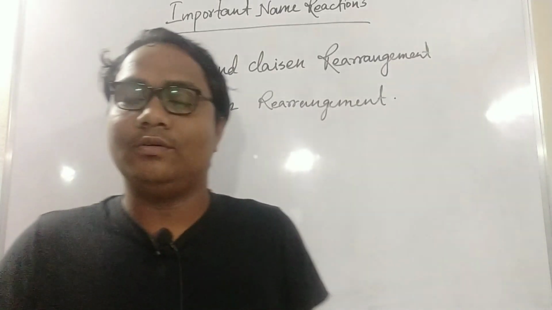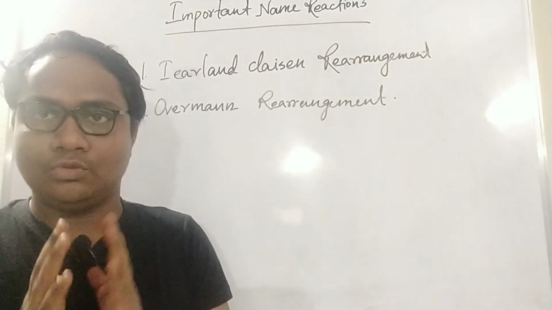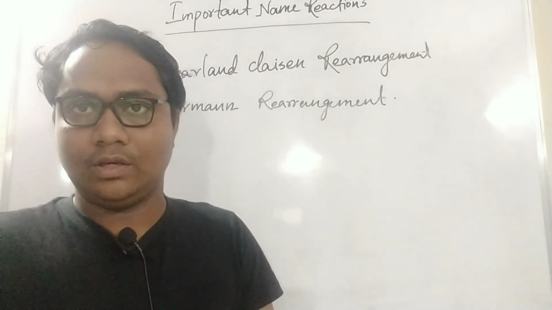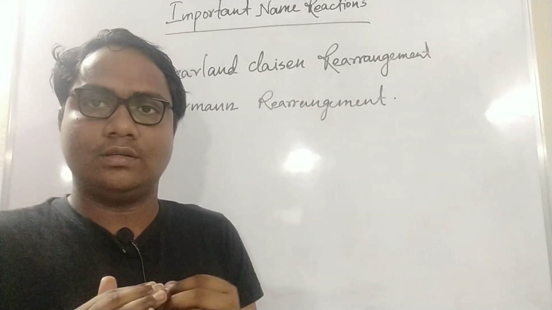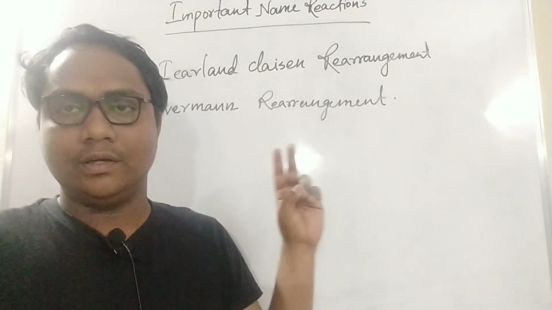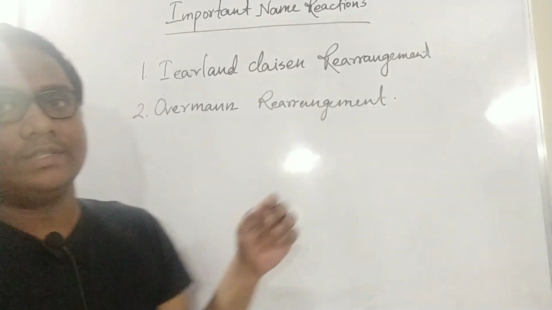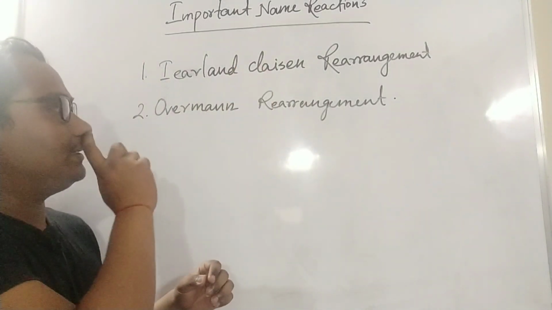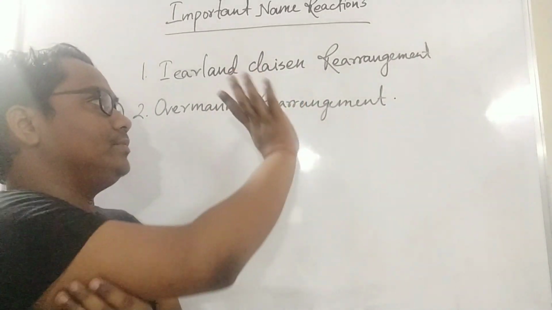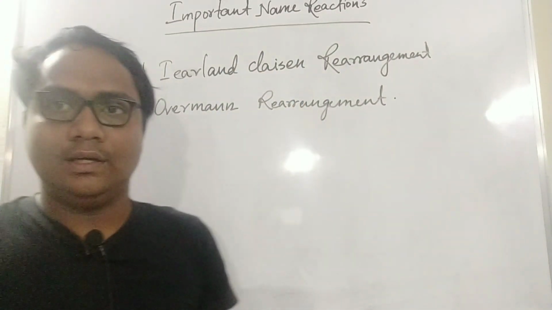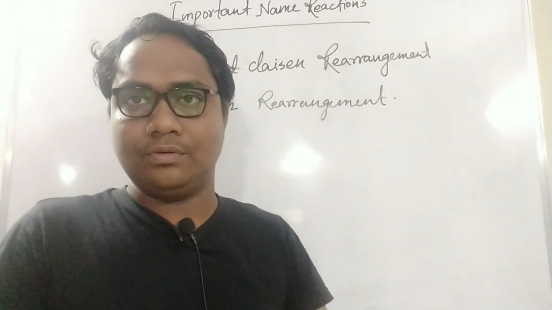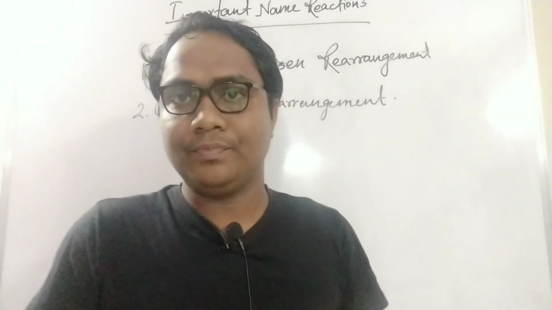I am Pranesh. Today I am discussing two important name reactions related to pericyclic reactions, which are sigmatropic type rearrangements. These are very important name reactions. The first one is the Ireland-Claisen rearrangement and the other is the Overman rearrangement. I will discuss both rearrangements, and I will also discuss two important examples that came in previous CSIR exams.